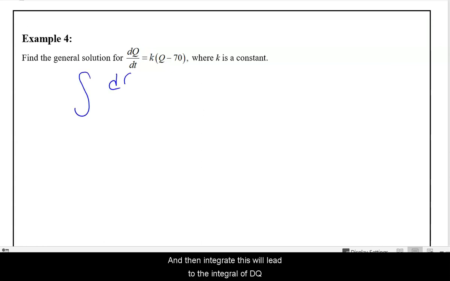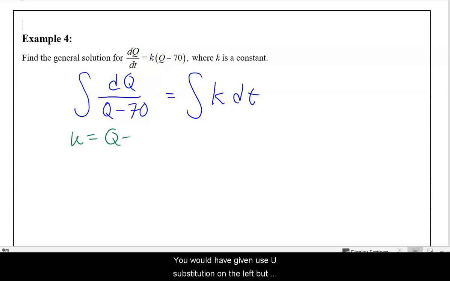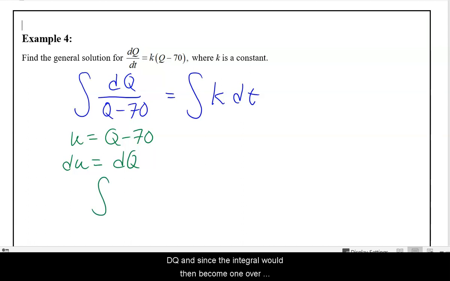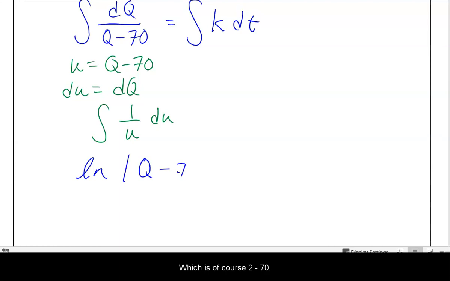This will lead to the integral of dq over q minus 70 equal to the integral of k dt. Remember that k is some unknown real constant. You would again use u substitution on the left, but this is such a simple u substitution, it's hardly worth writing it all down. Since the derivative of u with respect to q would just be dq, and since the integral would then become 1 over u du when you substitute, you could skip all the interim steps and simply write down the natural log of the absolute value of u, which is, of course, q minus 70.